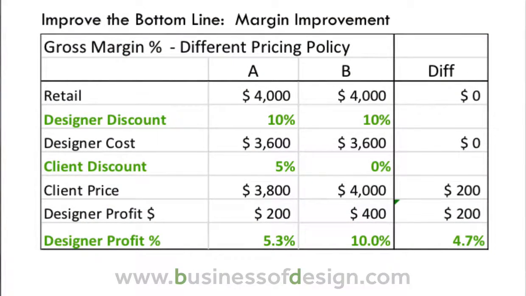The other side of the margin coin is the selling terms. Here's a really simple situation where there's only 10% off being offered. It's a retail item, 10% off, that's it. One designer is sharing that, the other is not. So the client price includes a 5% discount here, it doesn't there. Maybe there's just a different contract term or selling policy, where one company splits discount all the time, and somebody else says, I split discount, but only if it's over 10 or something like that. It seems really petty and small, but look at the difference, 4.7.